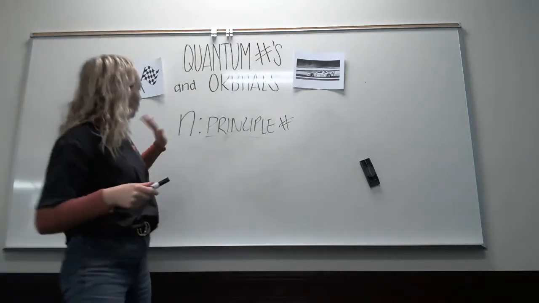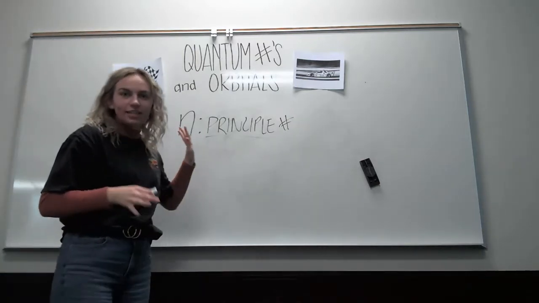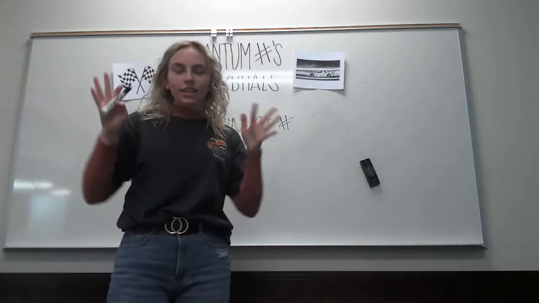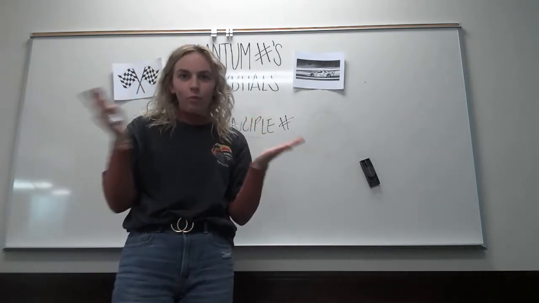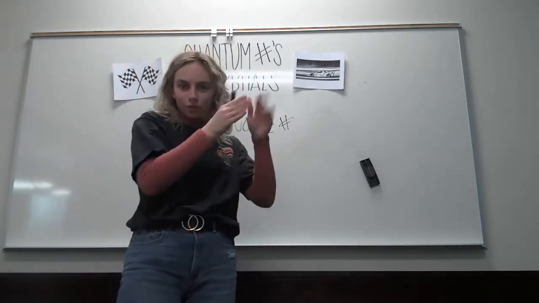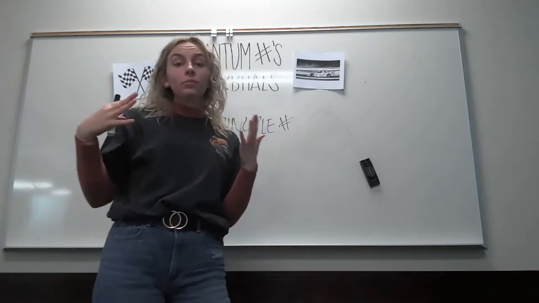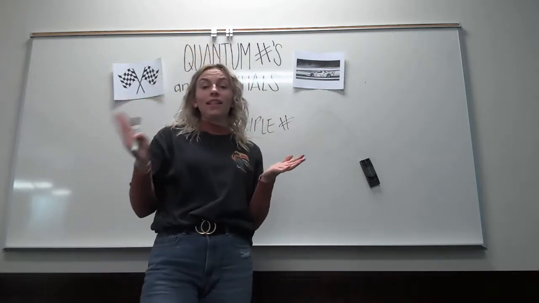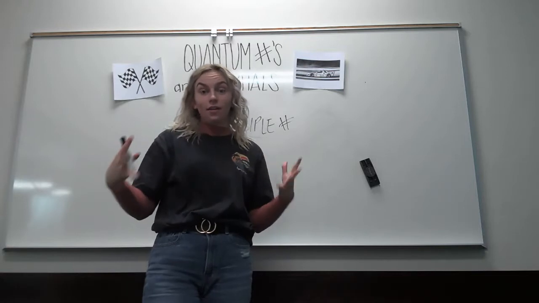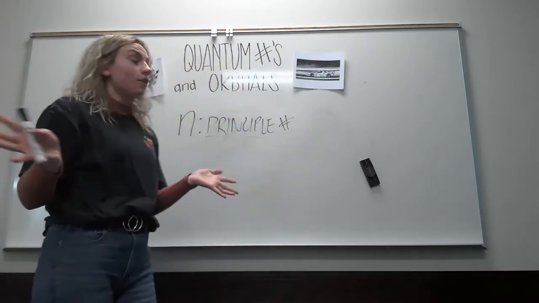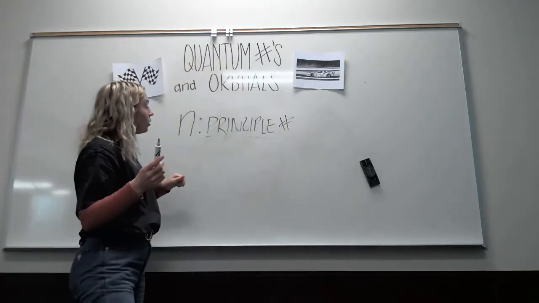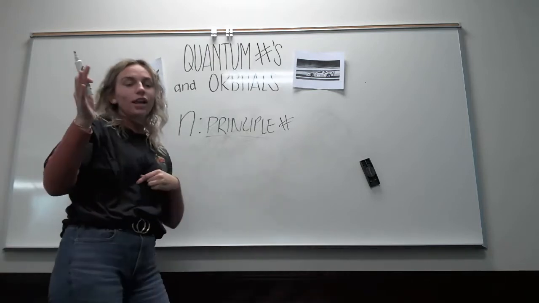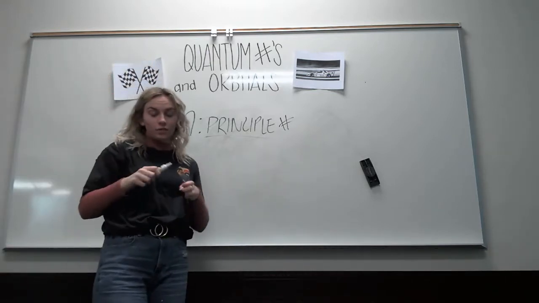But the first quantum number is n, and it's the first one that'll show up when you're listing the quantum numbers. This quantum number describes the energy level and the size of the orbital. So, for example, well, let's not start with examples first. First, let's start with explaining what the different energy levels are.